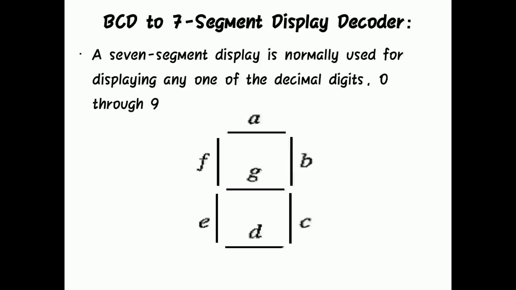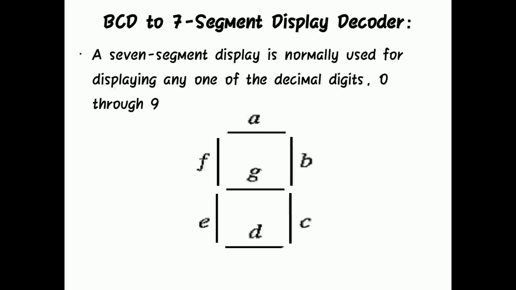For example, if you notice your wristwatches and all, you will be getting a display where 0 is represented in the form of a diagram like this. As you can see here, in the form of a 7 segment display, you'll be getting LED lights in your watches. So a 7 segment display is normally used for displaying any one of the decimal digits 0 to 9.